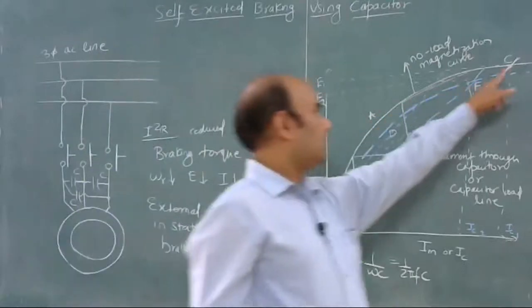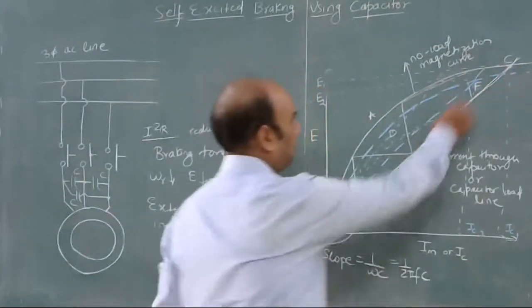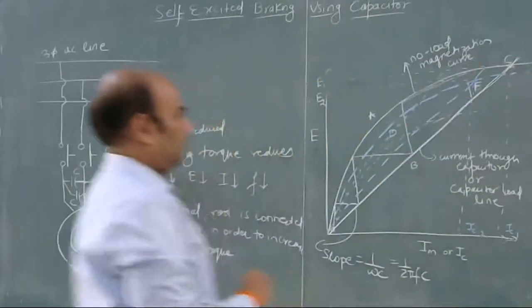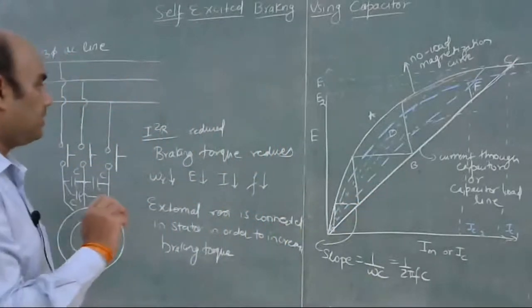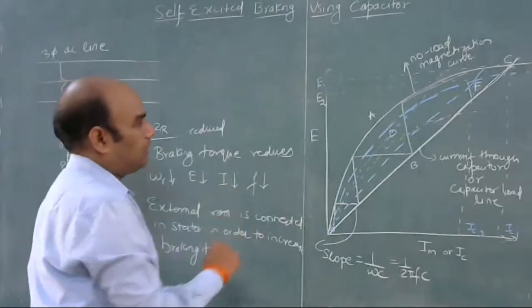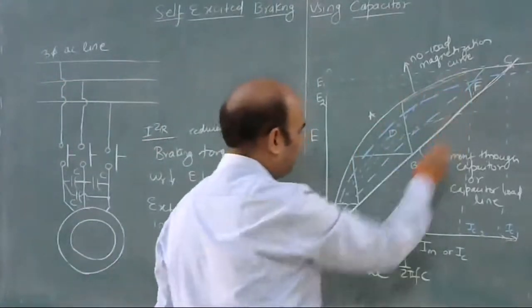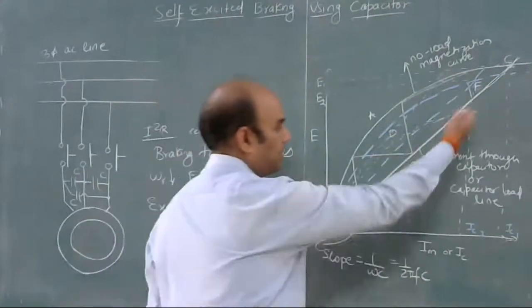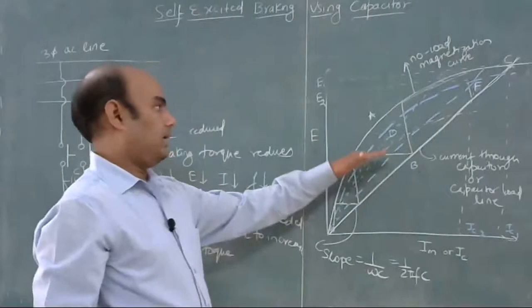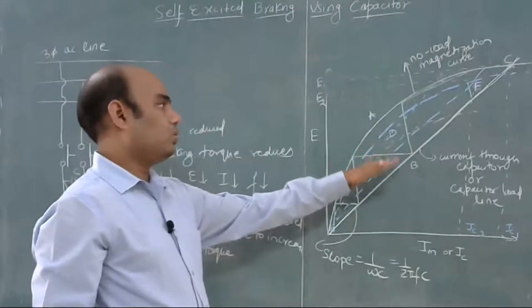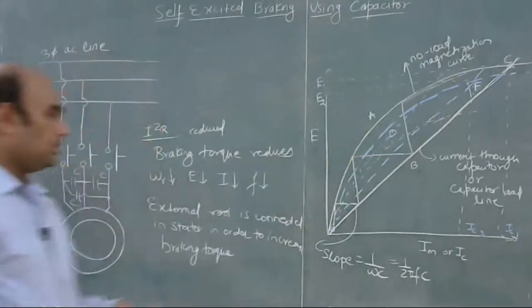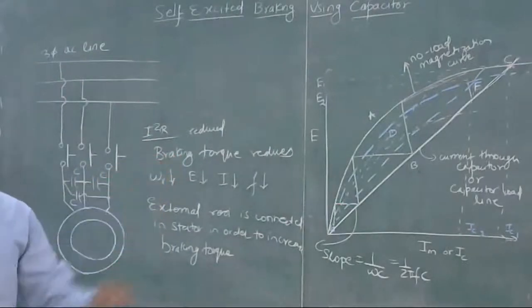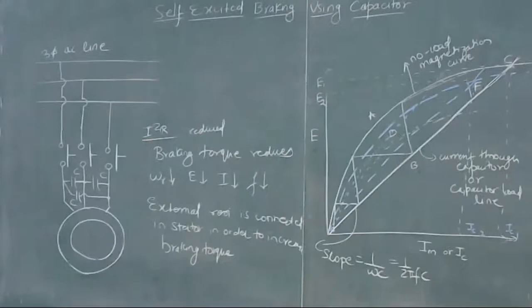Where these two curves intersect is the operating point, which gives the load voltage. As the speed decreases, the induced voltage decreases, current decreases, and frequency decreases, this magnetization curve comes down, and the slope of the capacitor load line increases. At a certain speed, these two curves will fail to intersect, and there will be no self excitation. This method is rarely used, because when braking torque is zero, the speed is usually very high.